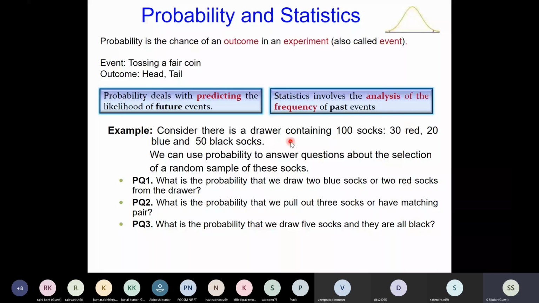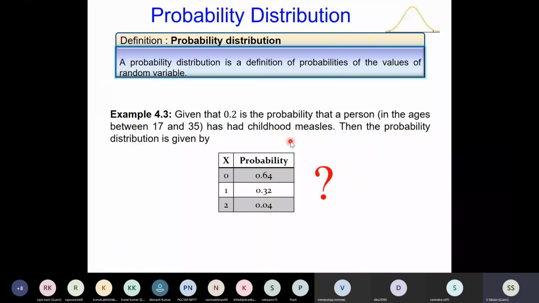Now, a probability distribution is the definition of probabilities of the values of the random variable. Just given that 0.2 is the probability that a person aged between 17 and 35 has had childhood measles.